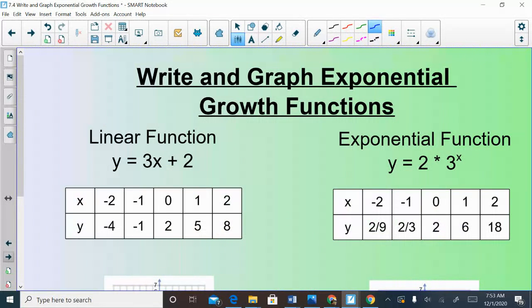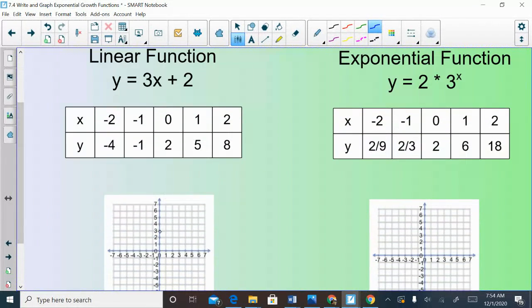Let's look at some examples. So linear functions are what was talked about in chapters 1 through 6. This would be an example of a linear function, right? y equals mx plus b. This is the b value. This is the y-intercept. So when x is 0, y is 2. We could plot that if we wanted to.